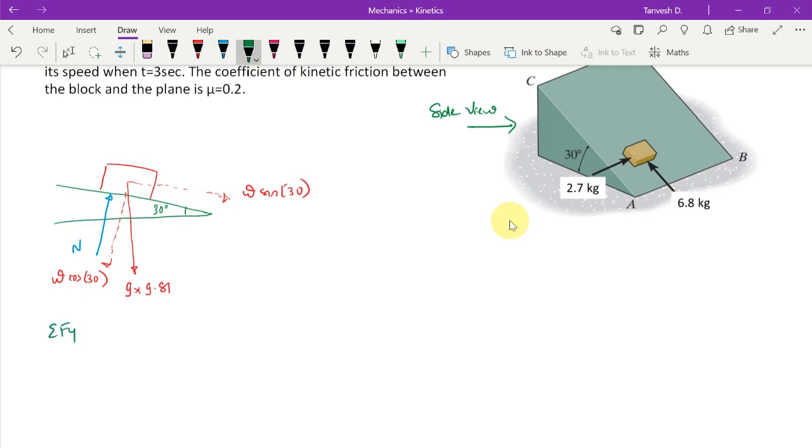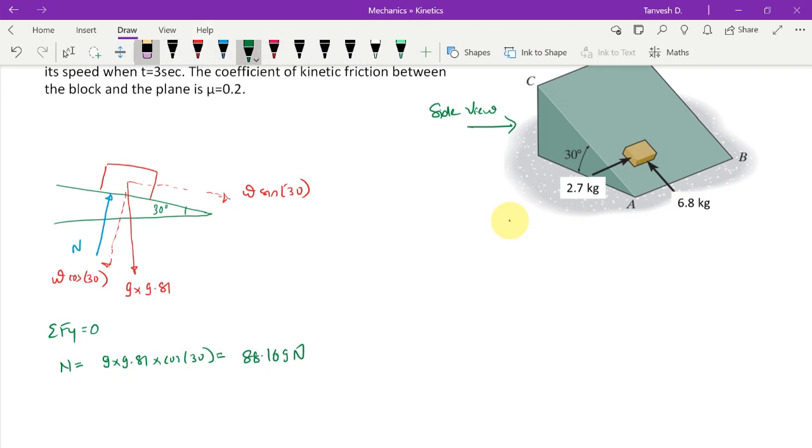If we do summation Fy equals 0, we will get N is equal to 9 into 9.81 into cos 30, which is equal to 88.169 newtons. This is the normal force, and we will have to multiply it with the coefficient of friction to get the frictional force. But now let us see the top view of this.